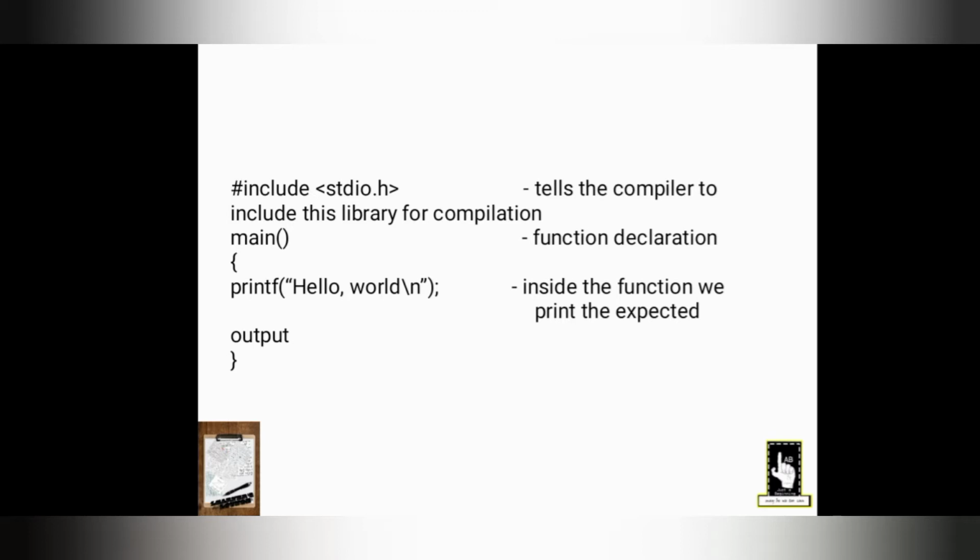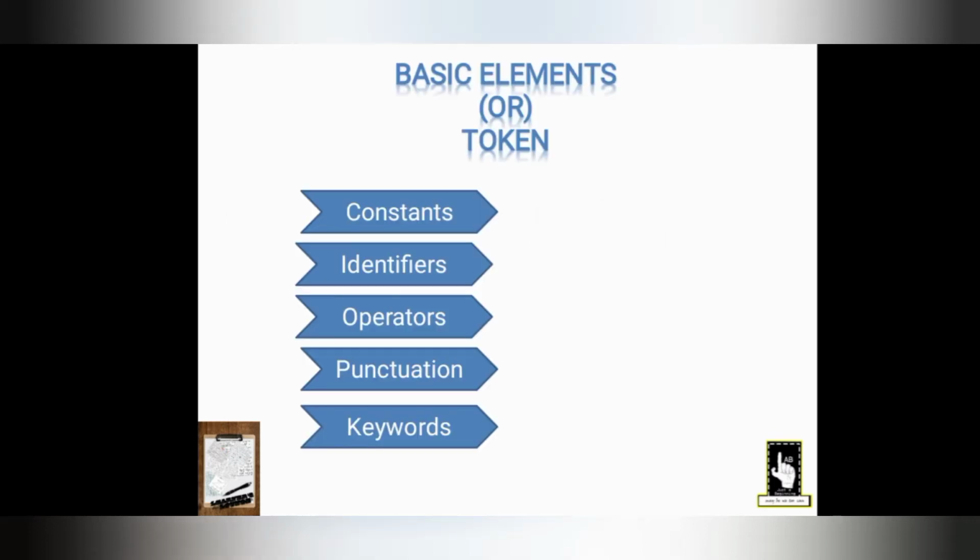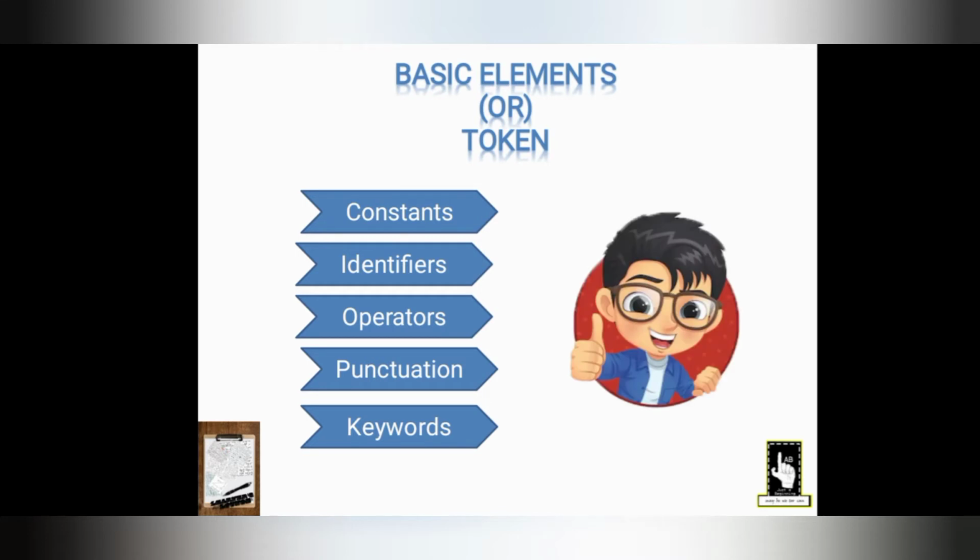There are about 5 basic elements which are collectively known as tokens in C language. They are constants, identifiers otherwise known as variables, operators, punctuators, and keywords. Let's understand what all these terms are in detail, before which we will show the elements that are present in a statement of code.